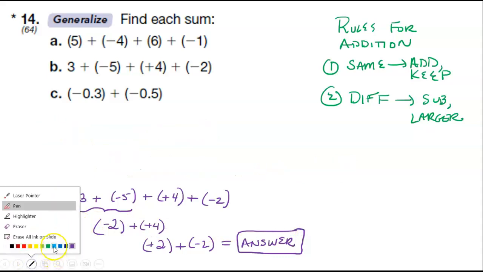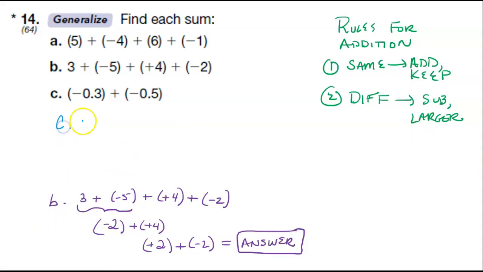Okay, and then C. We have negative 0.3 plus negative 0.5. These are the same sign, so you're going to add and keep the sign, and you'll get your answer.